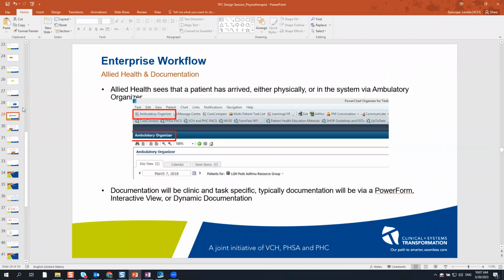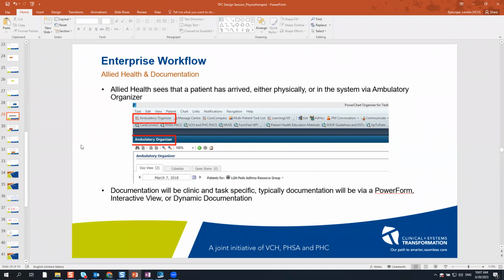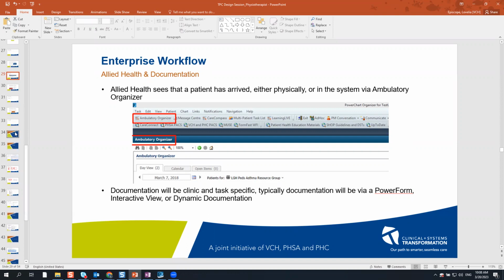Otherwise, in terms of the documentation, the allied health member just sees the patient that has arrived either physically or in the system through ambulatory organizer. And this is a screenshot of what that would look like when you do log in. You have the ambulatory organizer tab, and then you can have a list of your patients for the day. The documentation of the clinic and task specific will be documented either via Power Forms, interactive views, or dynamic documentation, which we'll go over in a minute here. Okay.